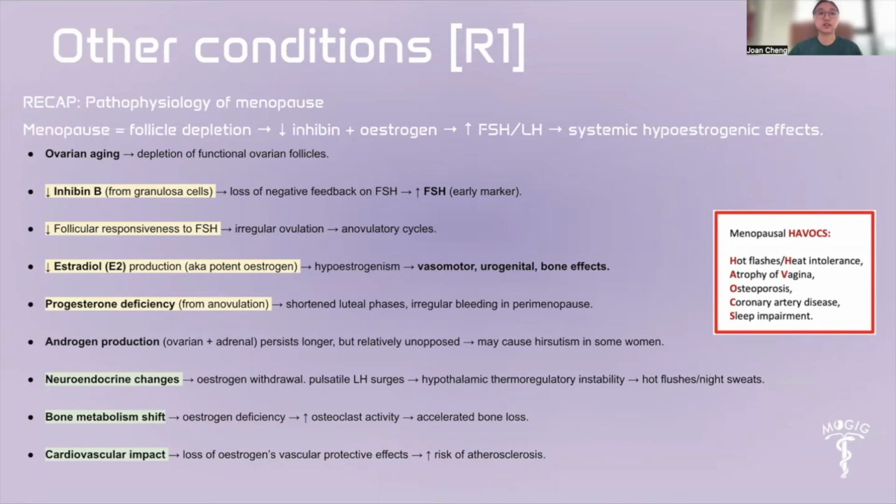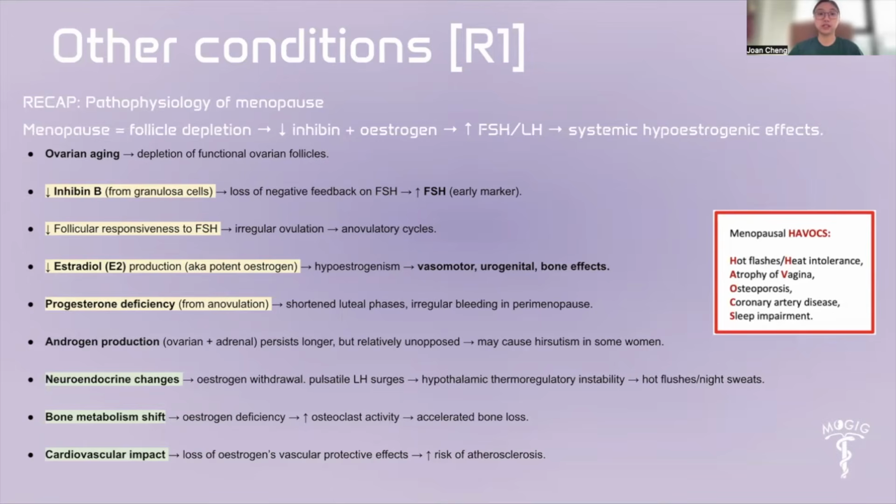hyperestrogenic effects. So while your ovaries are aging, there'll be a depletion of functional ovarian follicles, and that causes the reduction of inhibin B that is produced from granulosa cells. You lose a negative feedback on the FSH and causes an increase in FSH, and that is often one of the earliest markers of menopause. Next, you've got a decreased follicular responsiveness to FSH that causes irregular ovulation and anovulatory cycles. And you've also got a decrease in estradiol production.